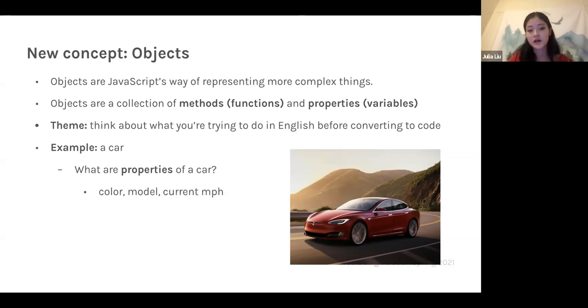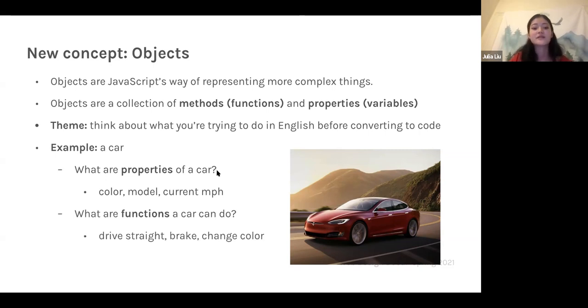There's color, model, and the current miles per hour. And in terms of functions that a car can do, it can drive straight, it can brake, it can also, well, it can't actually change color, but if you were to repaint your car, that would be like changing the color of your car. So basically you can think of objects as a collection of methods, which are functions, and properties, which are variables, and together those functions and variables describe that object.